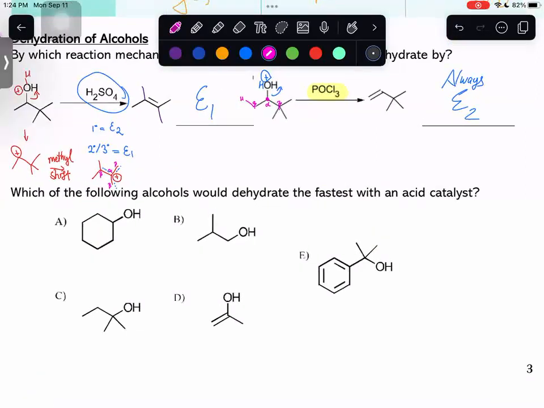Okay, so which of the following alcohols would dehydrate the fastest with an acid catalyst? How would we try to approach that question? What is it asking us for? What are we trying to find? The one that would get rid of the OH. That's part of it. The one that would create the most stable carbocation. Exactly. Very important. Remember, this chapter is going to be all about stability.